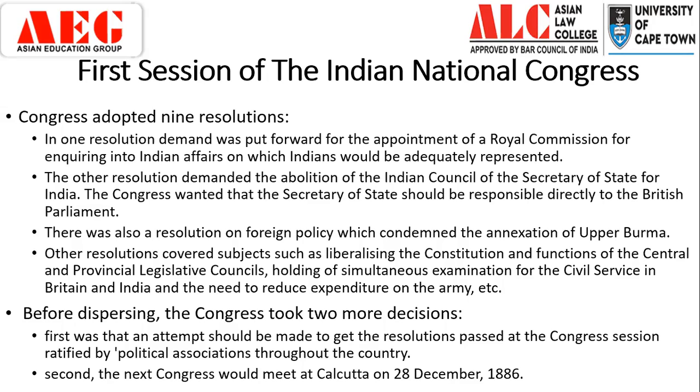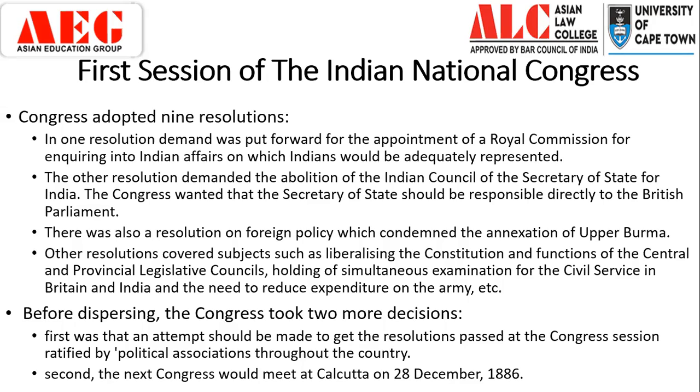Then there was holding of simultaneous examinations for the civil service in Britain and India. This actually became a successful part of the Indian National Congress in the moderate time period, that they were able to ensure that the Indian civil services examinations also happened in India. And there was the need to reduce expenditure on the army, because a lot of money was being spent on the army because of the colonial annexation that was happening. So they wanted to reduce the expenditure on the army. Now, these were the 9 resolutions that happened in the first session.